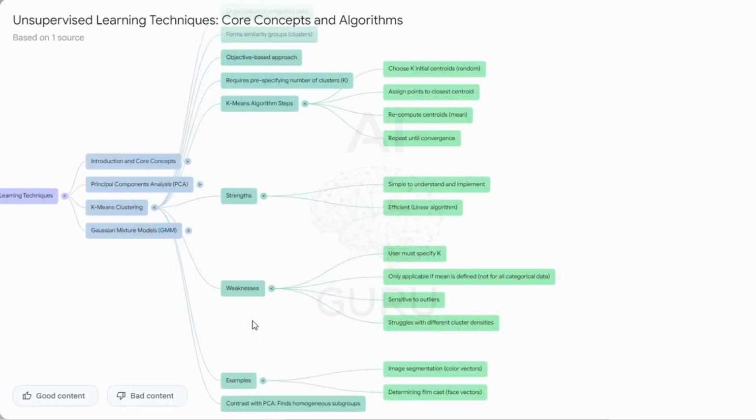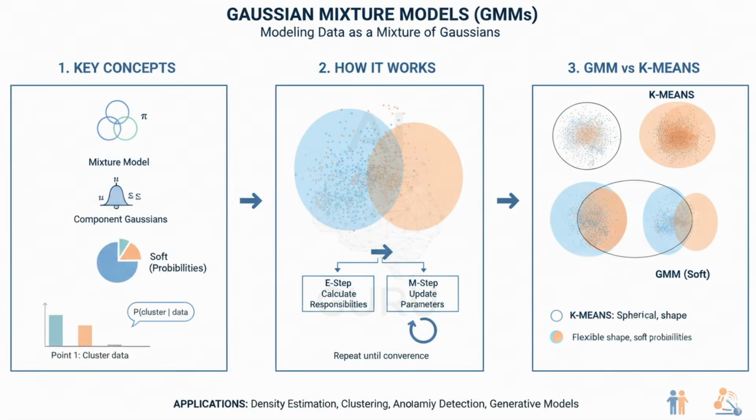And this weakness leads us pretty naturally to our final technique today, which tackles that very issue: Gaussian Mixture Models, GMMs. This is where we get into probabilistic clustering. GMMs take a fundamentally different route.